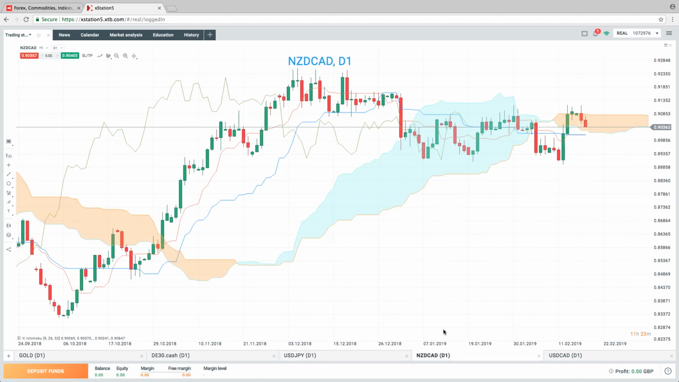Turning to New Zealand dollar CAD, you can see we had breakdown below. Here we've got an interesting situation where we have these two lines below the cloud, but price is back in the cloud and the lagging line is in the cloud. So this is potentially forming into a bearish trend, but as of yet, it's not yet confirmed.